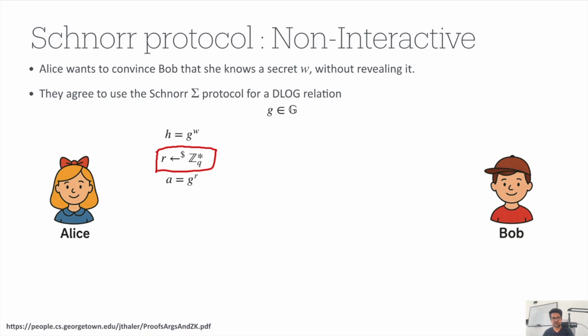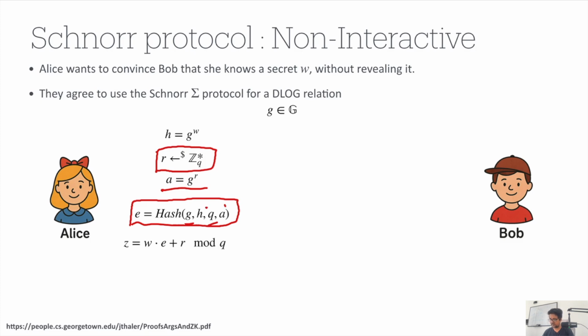Note that here she sampled a random value, and I'm going to explain in a short moment why I'm not using a hash function for this. Then Alice computes the commitment of this random value with G. The value that Bob samples, which is the interaction, is essentially replaced by the hash function. The hash includes all the public values, which is G, this is Q, and all the values that Alice sends to Bob, which is H and A. And Alice computes the Z and then sends it to Bob.